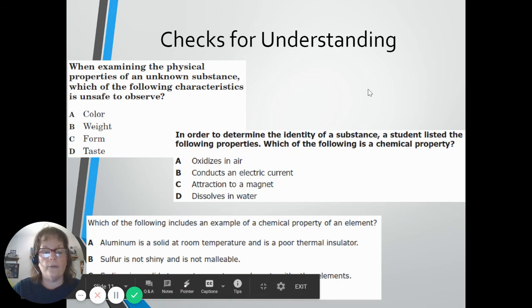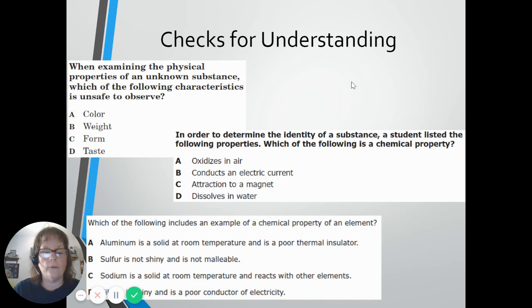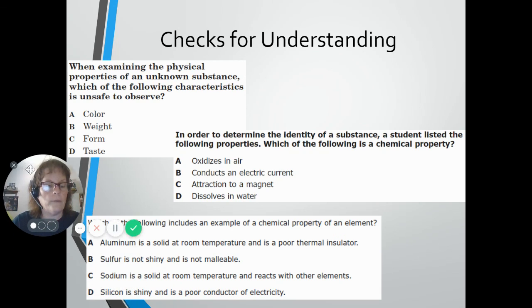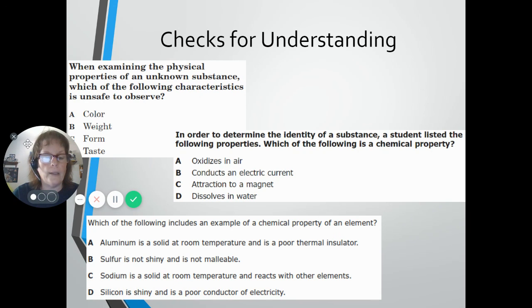All right, and the last question, which of the following includes an example of a chemical property of an element? A, aluminum is a solid at room temperature and is a poor thermal insulator. B, sulfur is not shiny and is not malleable. Okay, that has to do with metals and being able to bend them and shape them however you want. C, sodium is a solid at room temperature and reacts with other elements. And then the last one, D, silicon is shiny and is a poor conductor of electricity.